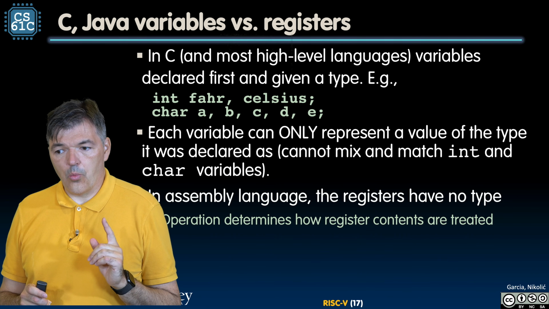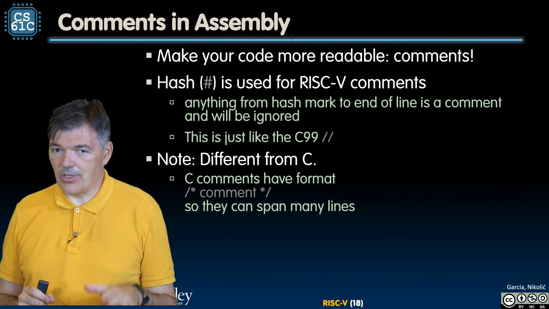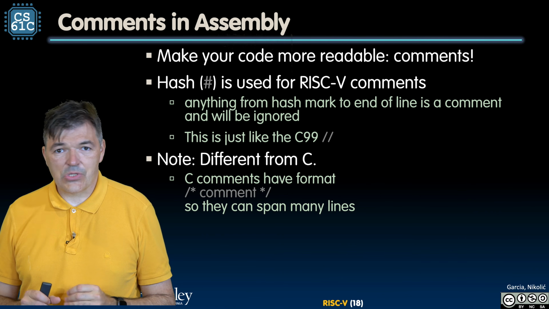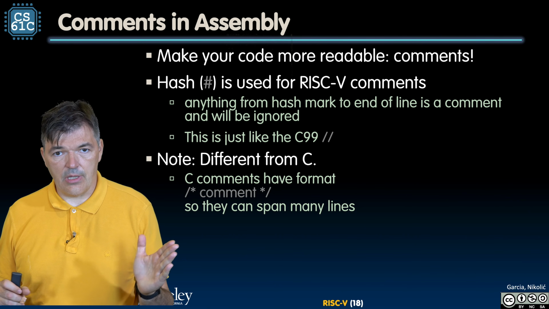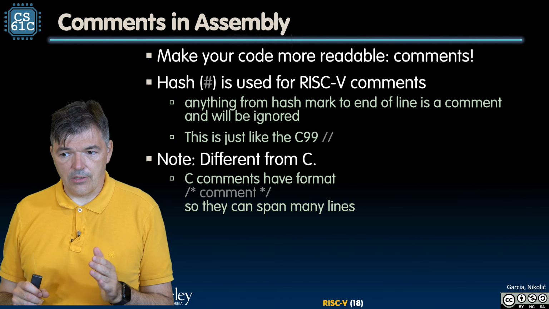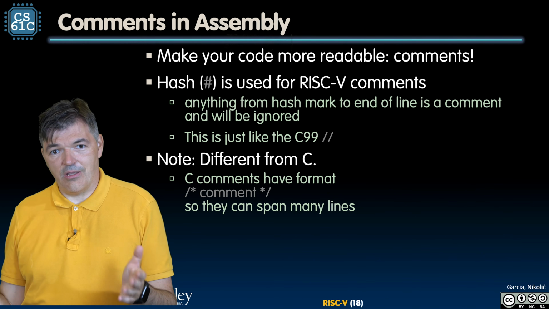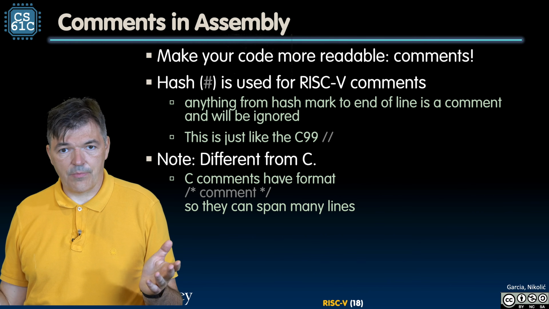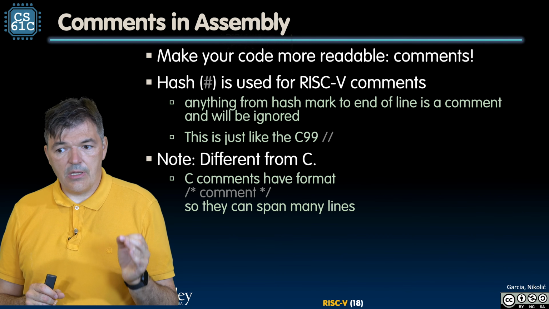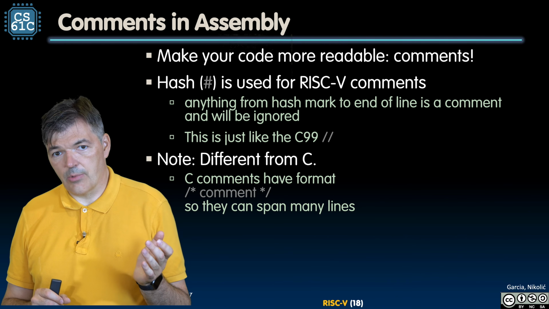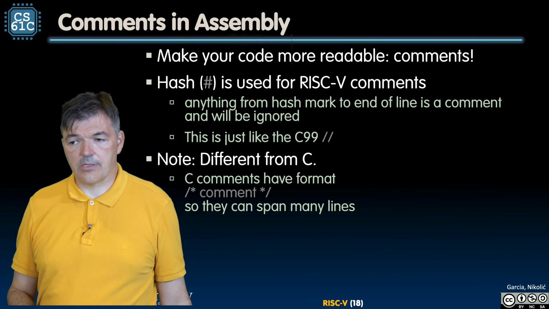One important note here is it's always good to have comments in your code. So use comments to make your code more readable. Hash is used for RISC-V comments. Anything to the left of the hash mark is your code. Anything to the right is ignored by the compiler and by the assembler, and is not sent down to the processor. There is a difference from C: you cannot have multi-line comments like we had in C, where slash-star starts the comment and star-slash ends the comment. That does not exist in assembly.